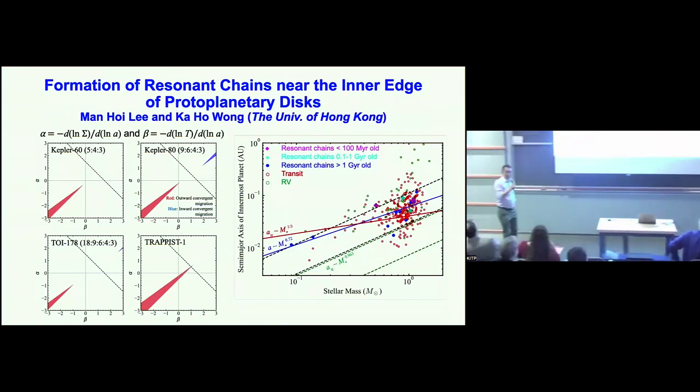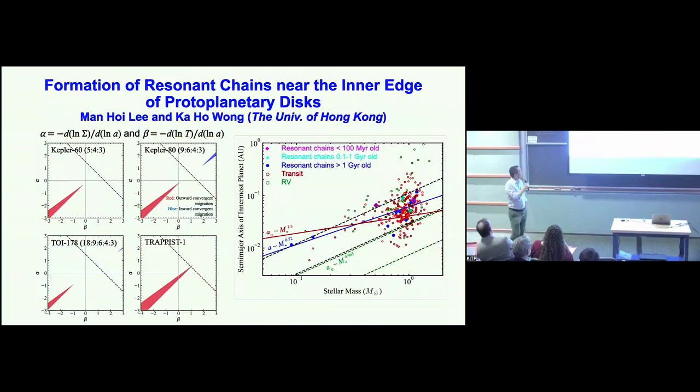Hello, I'm Man Hoi Lee from the University of Hong Kong. This poster is based on a paper that I published with my student, Kaho Wong. What we argue is that we have many observed resonant chains with relatively low mass planets, which should be migrating according to type 1 migration. So if they form far out in the disk and they're still all migrating, there are certain conditions for disk parameters for the resonant chains to be maintained while they're all migrating.